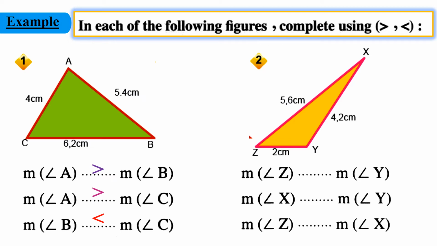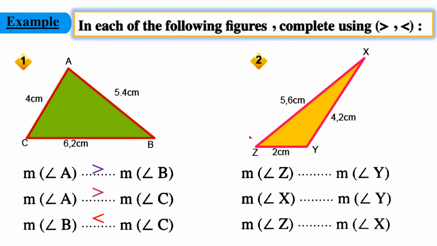Measure of angle Z and measure of angle Y. Look at measure of angle Z. What is the opposite side? It's XY. Okay, and measure of angle Y is opposite to XZ. So measure of angle Z is opposite to XY, which is equal to 4.2, and measure of angle Y is opposite to XZ, which is equal to 5.6.